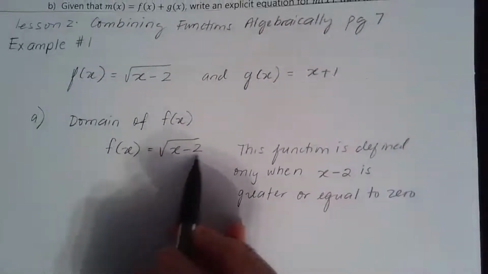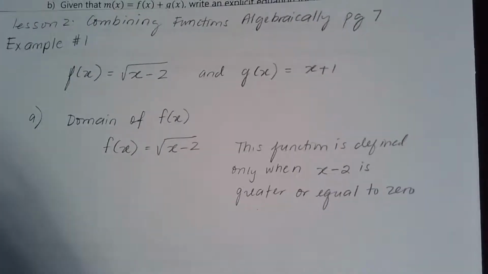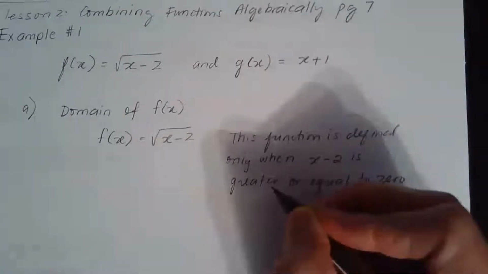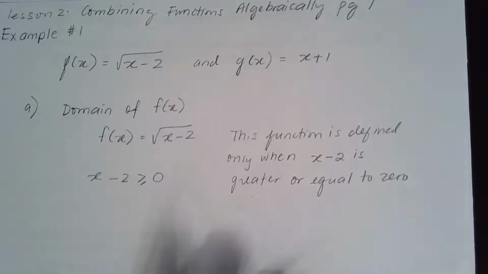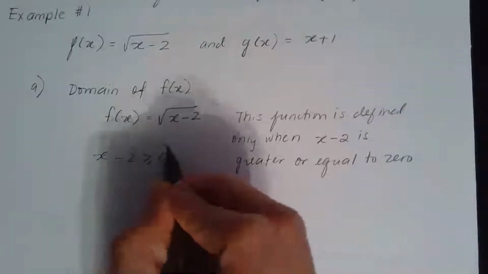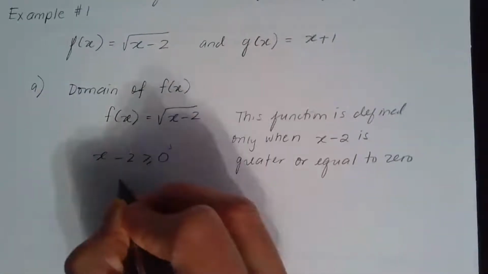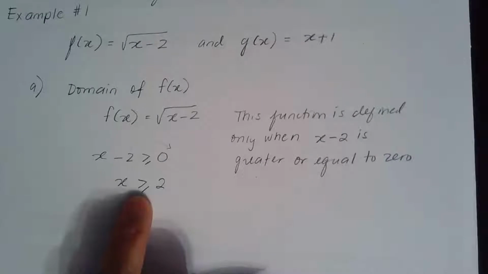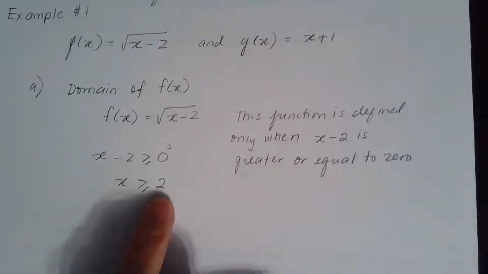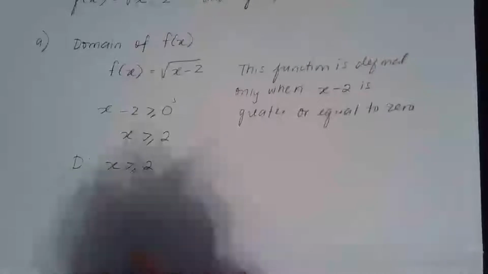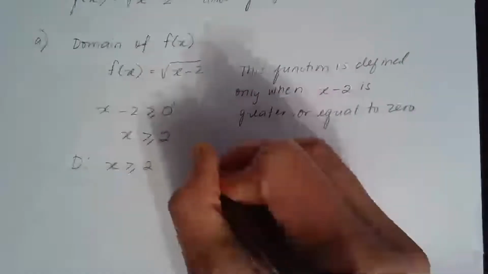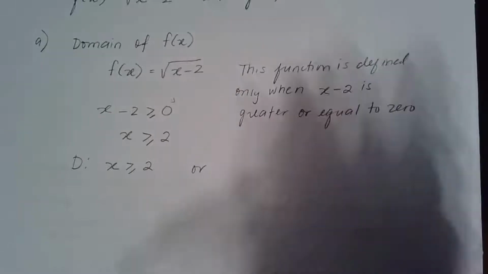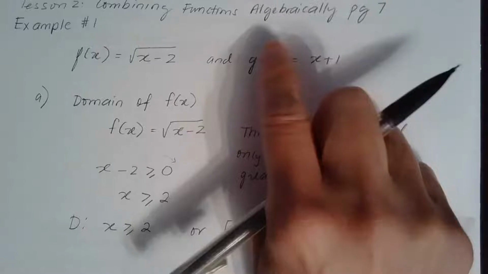What are the numbers that will be allowed? That means x minus 2 has to be greater than or equal to 0. Bringing that to the other side, x is greater than or equal to positive 2. That's the set notation way of writing the domain, or we can write it in interval notation.